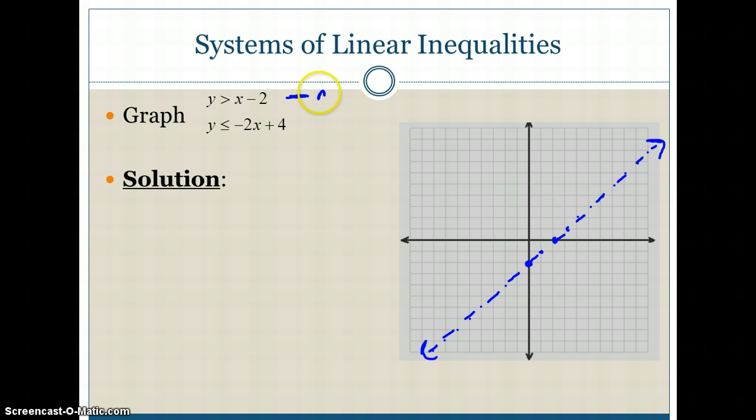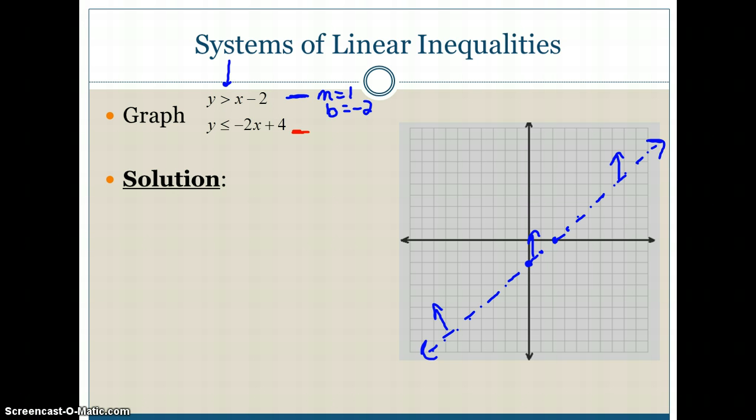Our m is 1, our b is negative 2. We already took care of that, and we have a dotted line because of that symbol right there. Now, the next thing we have to worry about is where do we shade on that line. We have y is greater than, so we would shade above the line. So that's going to be this direction. Okay, we're going to shade up. We're done with that one for now.